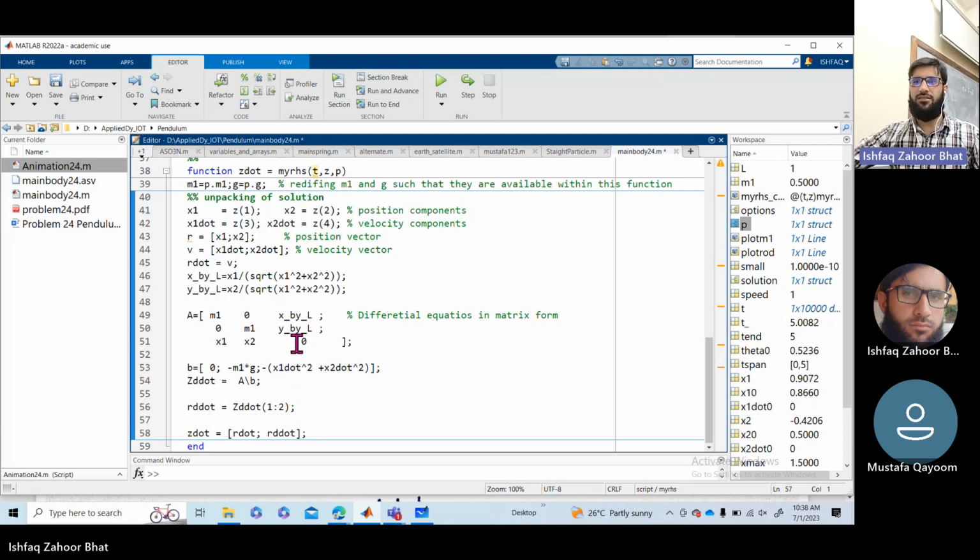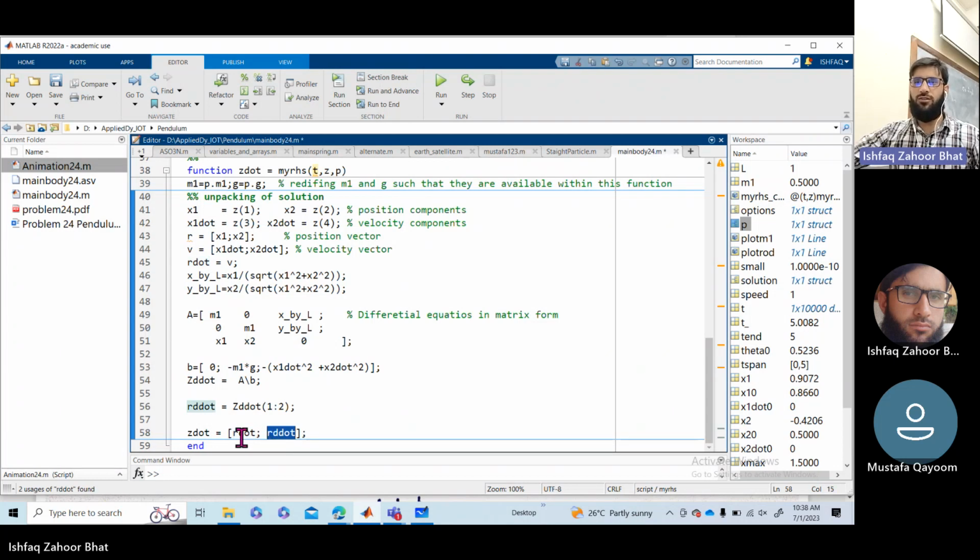Okay, but this is fine. If you are comfortable with it, then it is fine. Otherwise, we can change the notations. No, it is fine, sir.